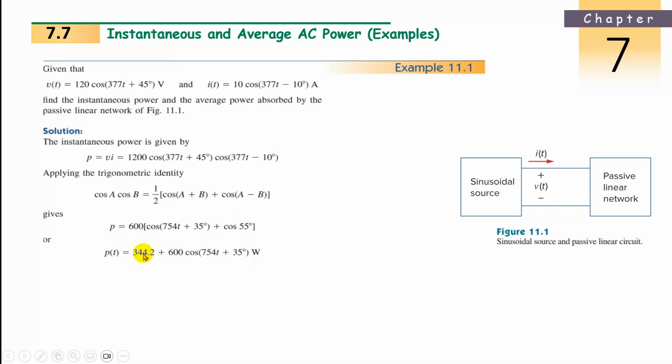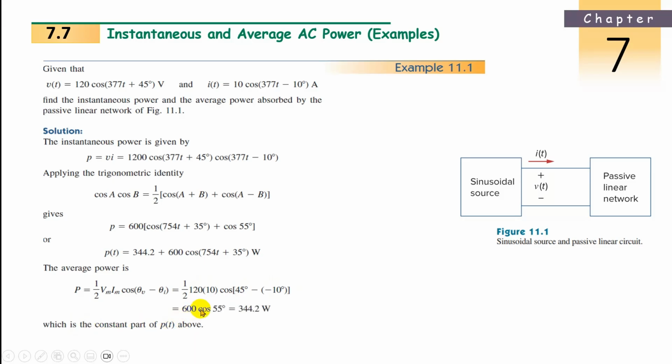Right? So what is the power? This is the power, 344.2. Now another way: average power is given by half Vm Im cos(theta V minus theta I). Don't go for it in this format. Directly, if you know the average power equation, half Vm Im cos(theta V minus theta I), it is nothing but half of 120 into 10, that is 1200 divided by 2, 600, cos(45 minus of minus 10 degrees), cos 55 degrees. Directly if you substitute, it will give 600 cos 55, 344.2. Same, it's coming, 344 here.